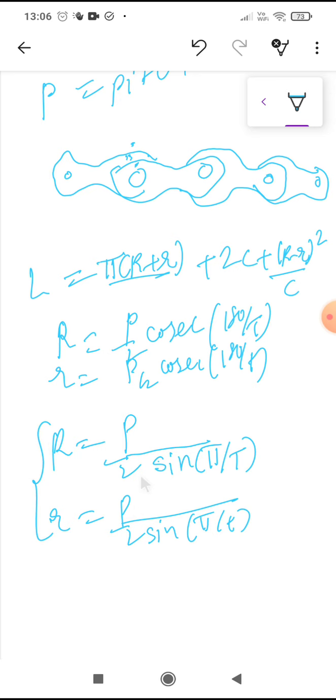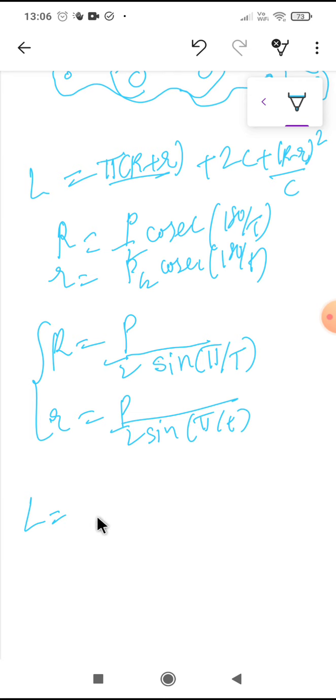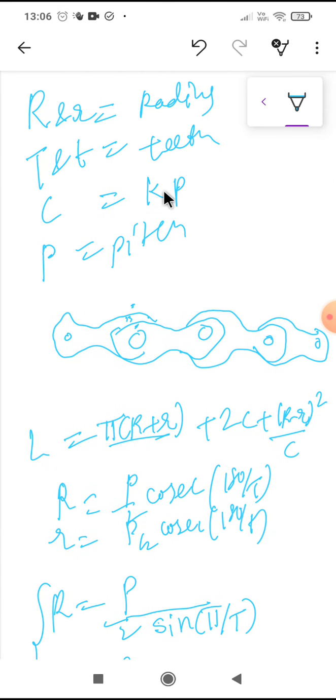So what will it be? It will be L equals pi into p by 2. P by 2 is common. Now when theta is very, very small, we can write sin theta is equal to theta. So I will just use theta, so it will be pi by t. So t will go up, so it will be T divided by pi plus t divided by pi. So pi gets cancelled here, so we are left with p by 2 (T plus t) plus 2c. Now what is c? So c is nothing but kp, as I have mentioned here.